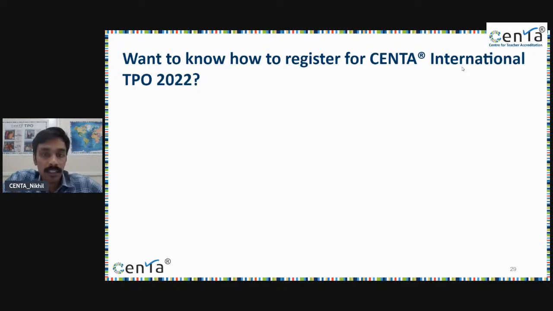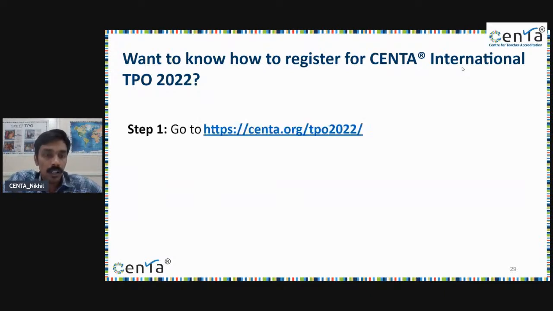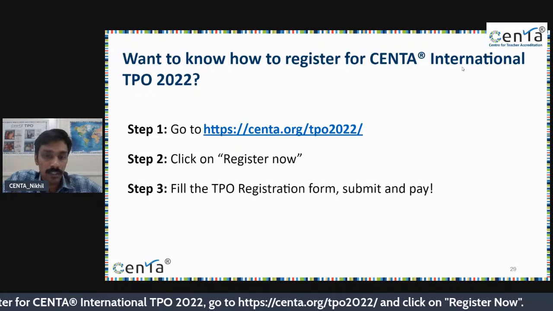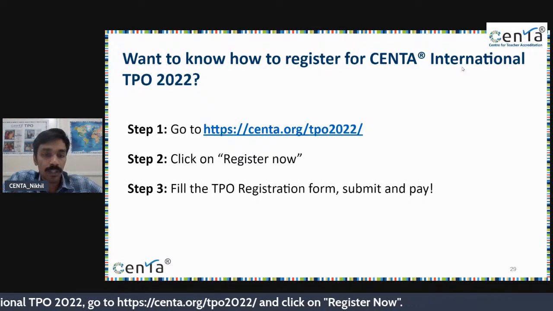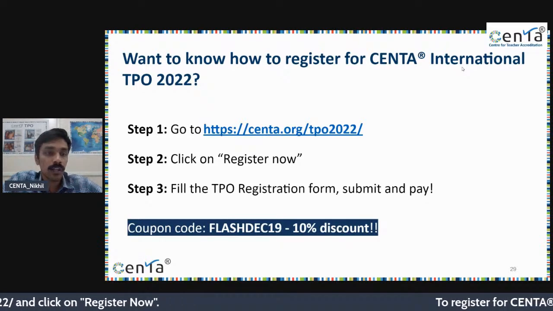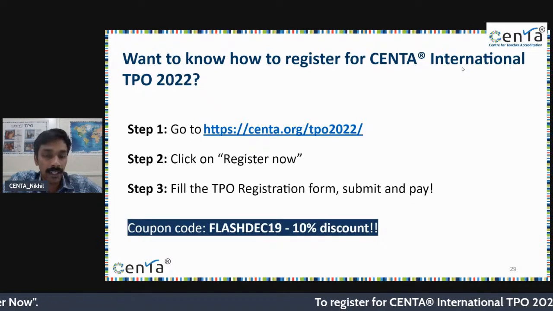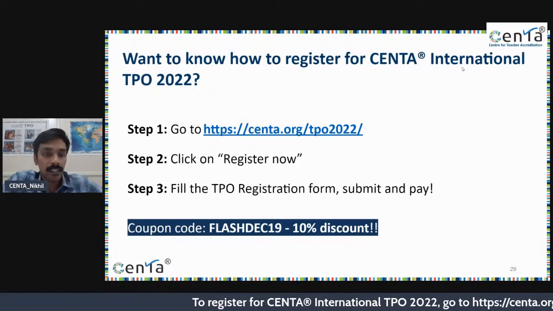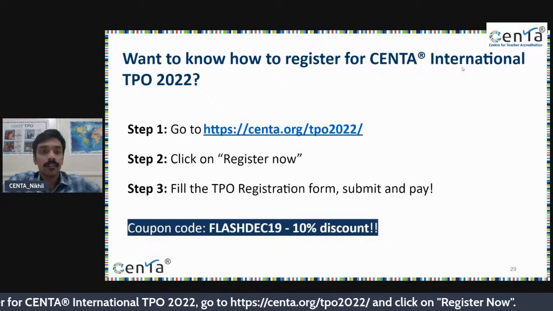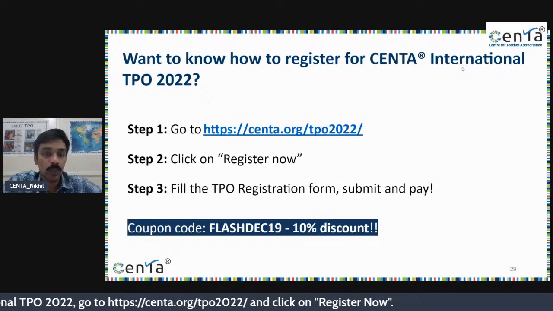Now, let's discuss how to register for CENTA International TPO. So for this, we have a special registration page. You'll have to go to this particular page, and then you just have to register your details here by clicking on register now. And you have to fill in the registration form, submit and pay the amount. The amount will be mentioned there. So it will be different for candidates who are taking it from India and for foreign candidates. So you will have the details in the registration page itself. So this kind of sums up what the CENTA TPO is going to look like.